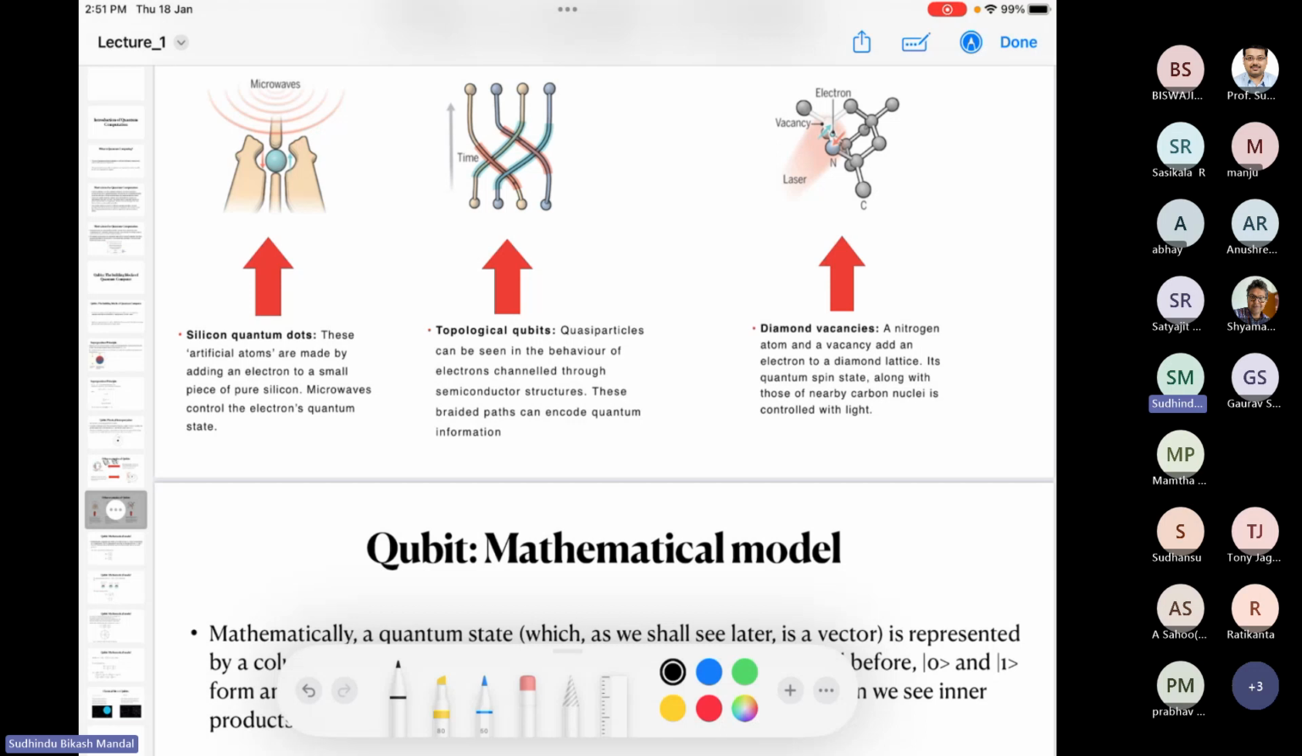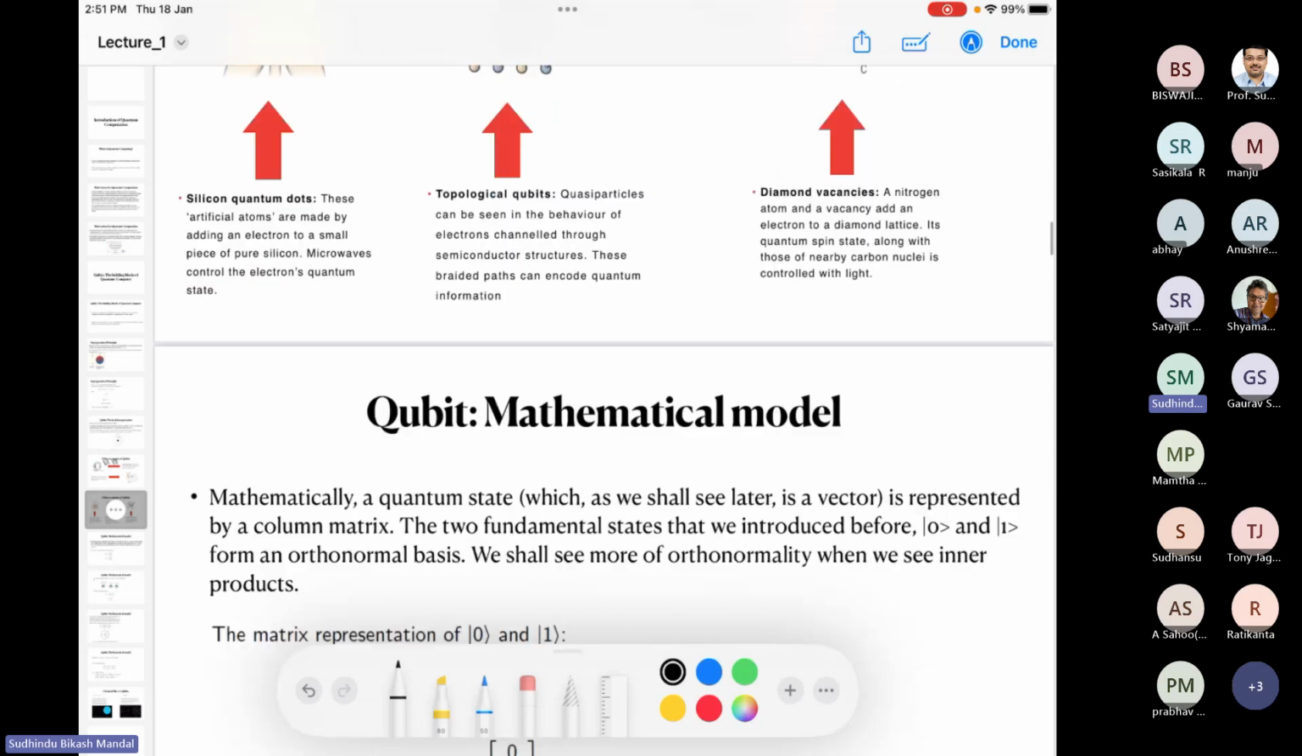Still I'm working with an experimental team with a superconducting team. So it's really hard to say any comment regarding the photonic qubits.